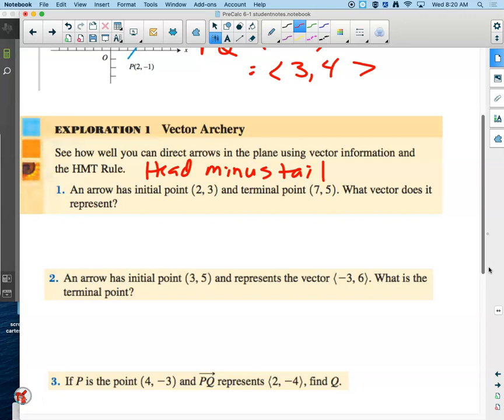An arrow has an initial point at 2, 3. So that means we're going to start down here at 2, 3 and a terminal point up here at 7, 5. So the two names for those, initial and then terminal. Initial is going to be your head. Terminal is going to be your tail. What vector does it represent? All right, well, I need head minus tail. Oh, and we don't have anything to label it. They didn't give us a vector RS or anything like that. So 7 minus 2 is 5, and 5 minus 3 is 2. So there it is in component form, 5, 2.